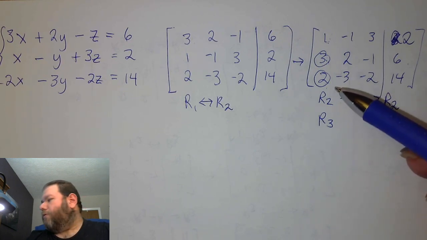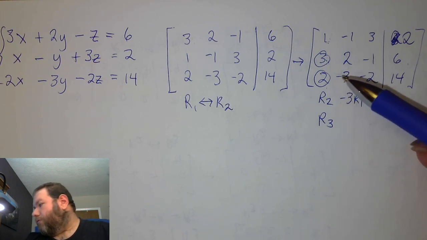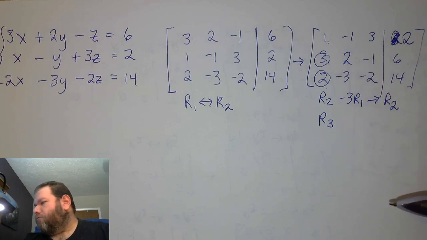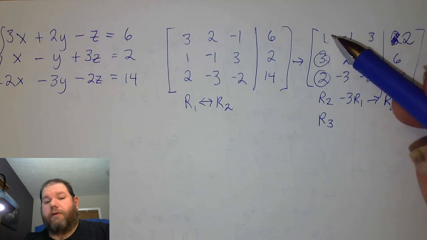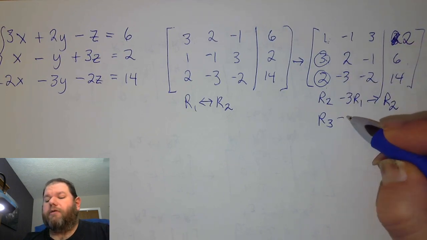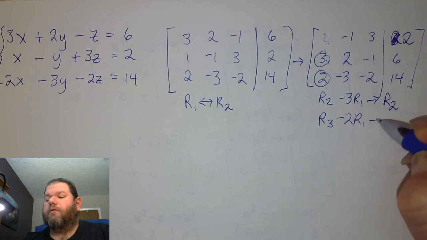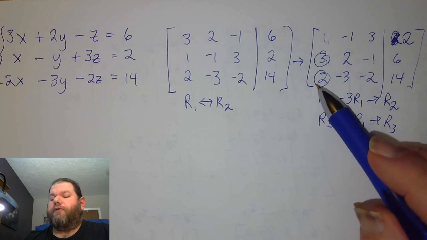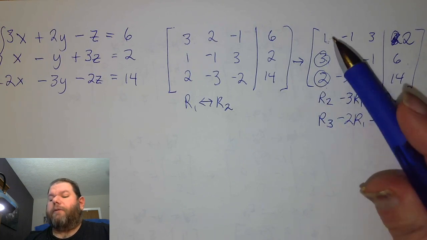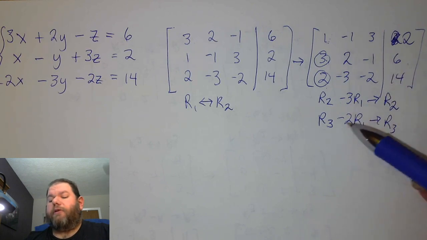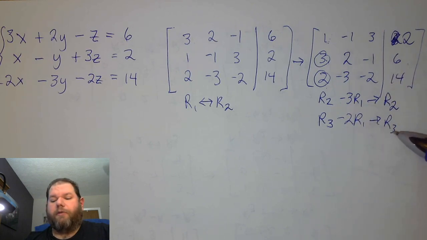So we want to minus 2 times row 1 and add that to row 3. Yeah. So we'll take row 3, which is a 2, subtract 2 times row 1, which is a 1. So 2 minus 2 times 1 will be 0. And we'll put that in the new row 3.